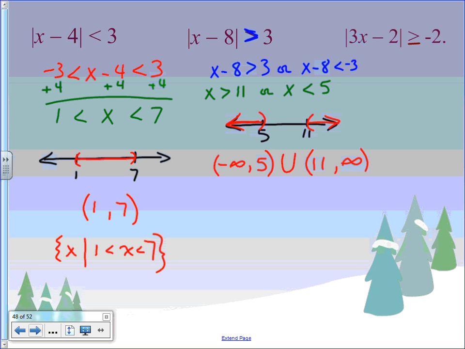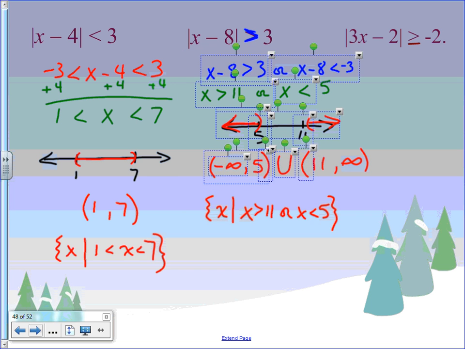If I was doing set builder, I'm going back to what's written in green up there, the set of all x such that x is greater than 11 or x is less than 5. Close the brace. Okay? Those are pretty simple now. I probably won't do many more of those, but I did need you to see the difference in that interval notation there.